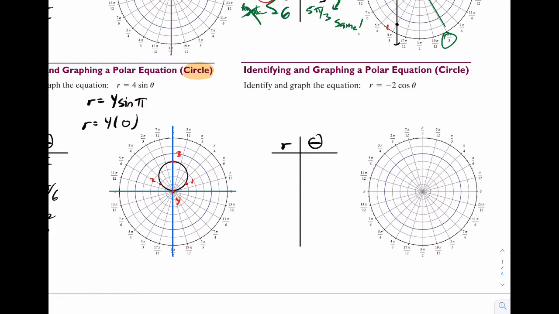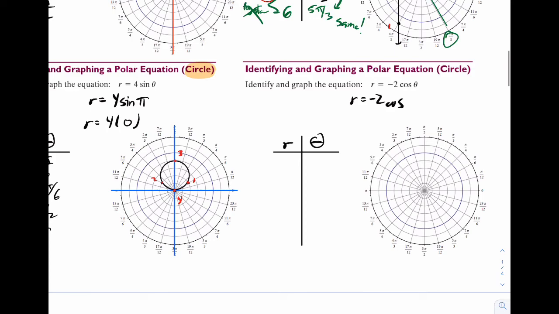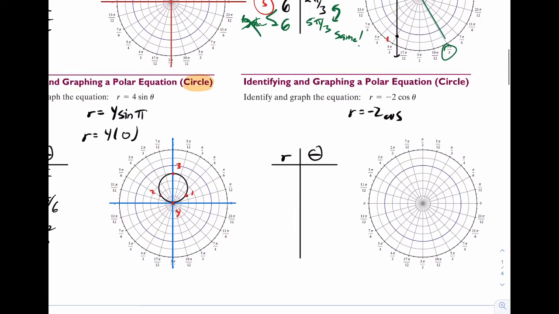-2 cosine theta. So I'm going to write r equals -2 cosine of blank. Let's pick a good angle. I'll start with pi over 3. So -2 cosine pi over 3 is 1/2. So pi over 3 is going to make -1. Let's plug in 5 pi over 3. And then we're going to get, that'll also be 1/2, so that would be -1.